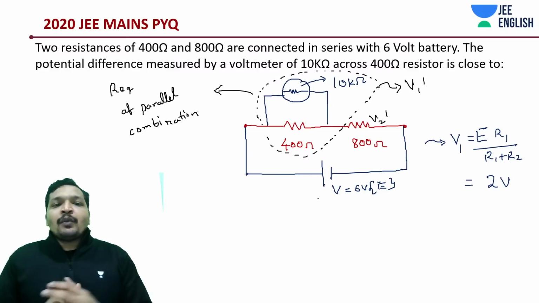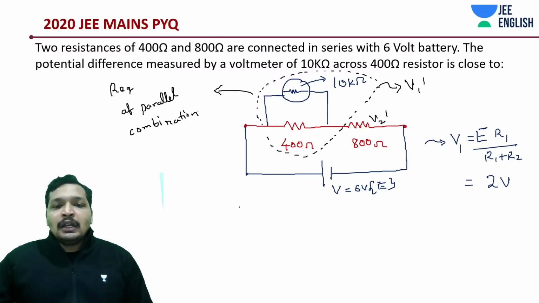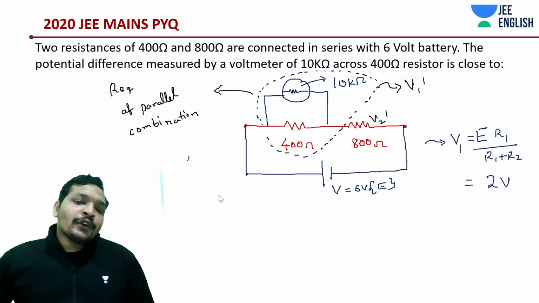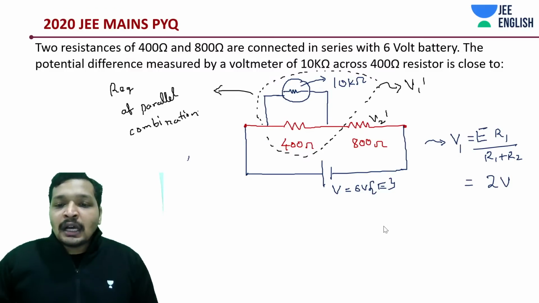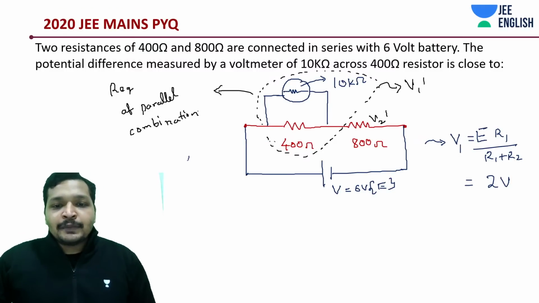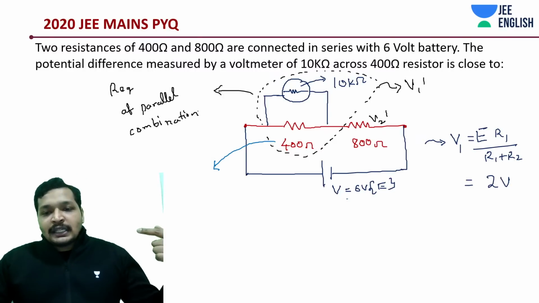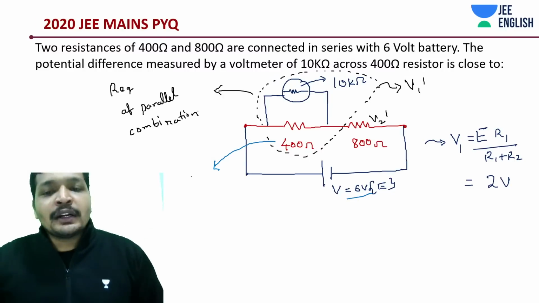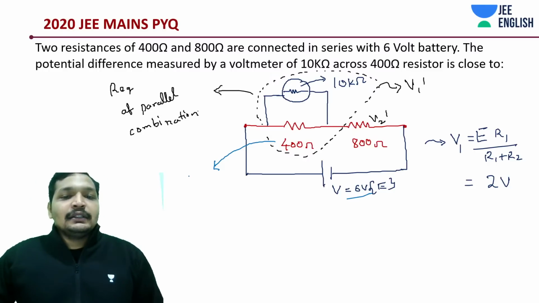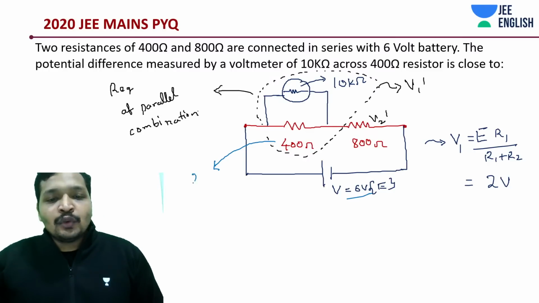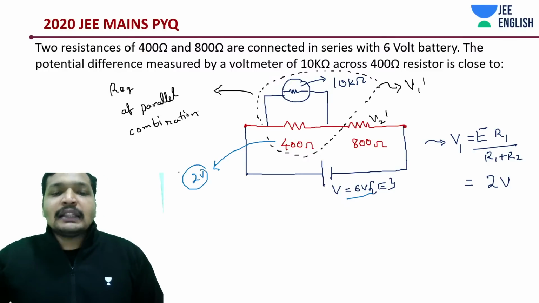And initially, what was the potential drop across 400 ohms? Across 400 ohms, let me take a different color. That would be more convenient, I guess. Just a moment. So across 400 ohms, the potential drop was, keep noticing, 6 volts into 400 divided by 400 plus 800. That's going to be 6 by 3, 2 volts. Initially 2 volts. And then what happened?